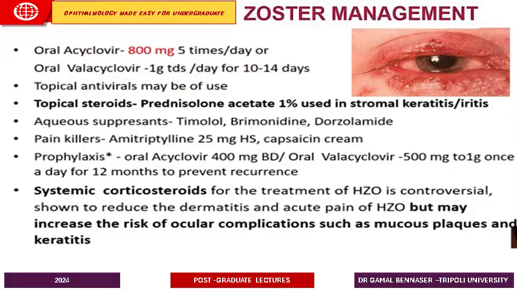And the doses of the oral antiviral are the therapeutic high dose of acyclovir, 800 milligrams 5 times a day, or valacyclovir 1 gram 4 times a day for 2 weeks. Also, this can be shifted to the therapeutic low dose, which is 400 milligrams, and can be continued for a long time. Now, the systemic steroids are controversial. Some show improvement of the dermatitis and the acute pain in herpes zoster ophthalmicus, but may increase the risk of complication of mucous plaque keratitis.